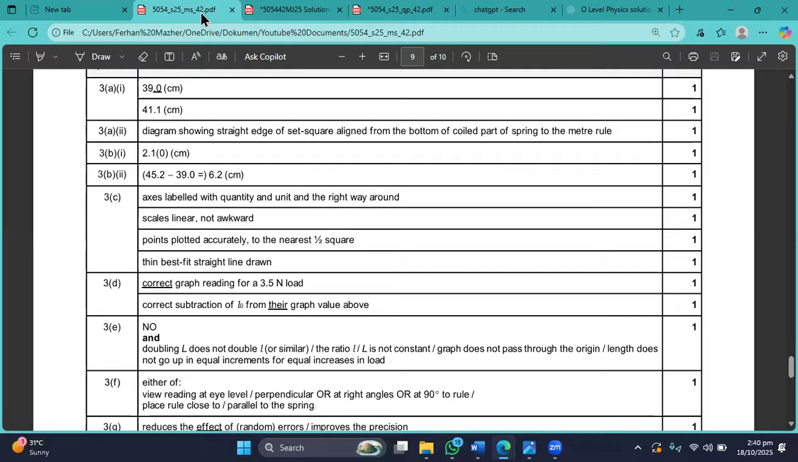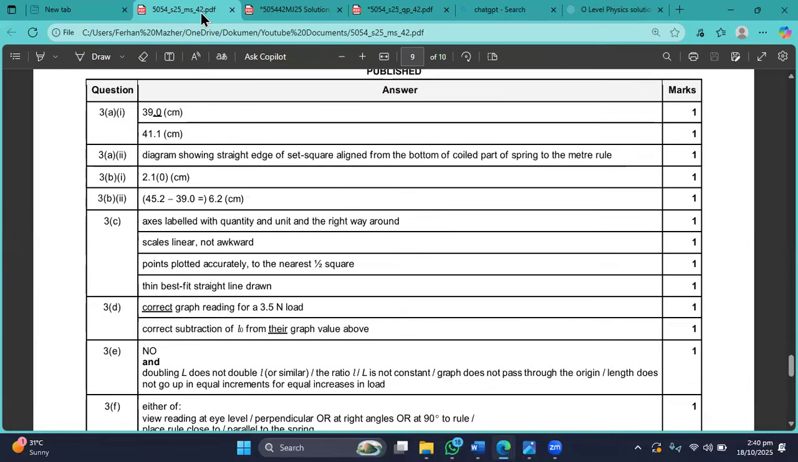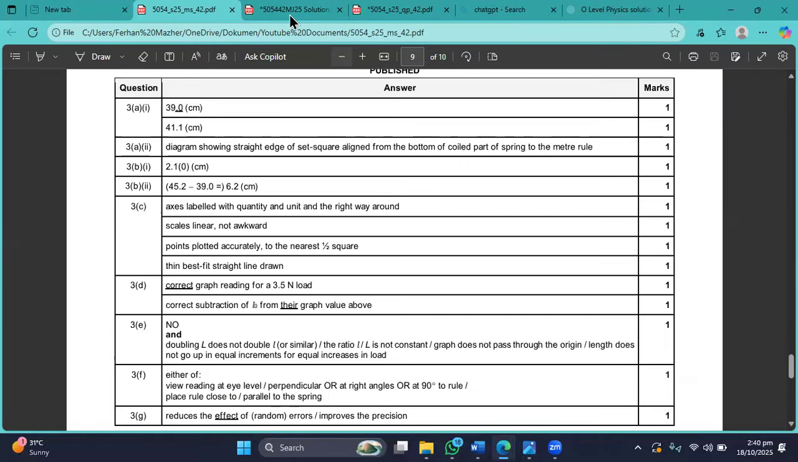Let me show you from the marking scheme. The marking scheme has used very excellent words, and let me decrease the size so you can see the whole thing. Okay. So reduce the effect of random errors improves the precision.